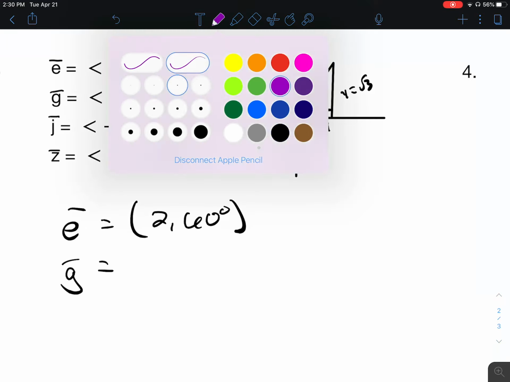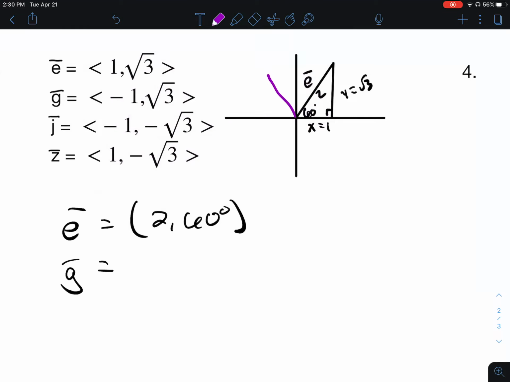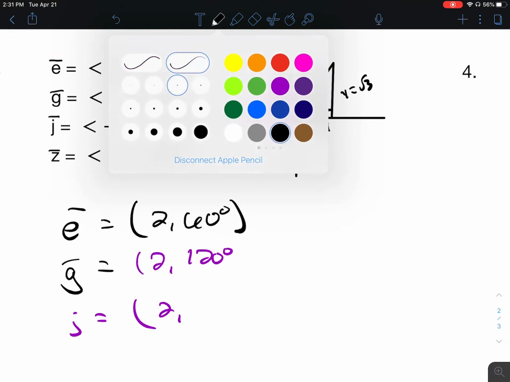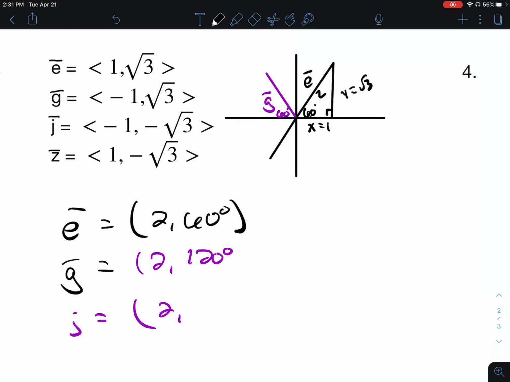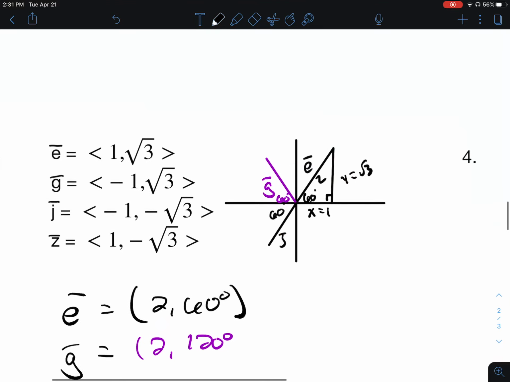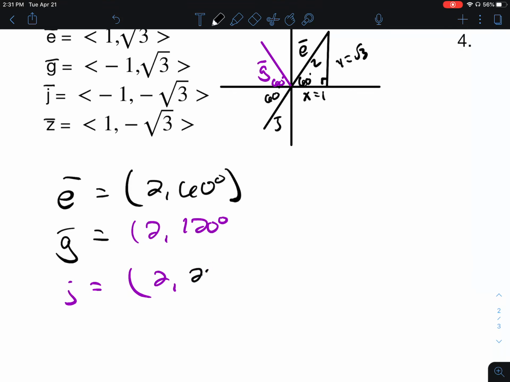Vector G, well, that's going to be in quadrant 2 because it's left and up. Same magnitude. And if this is 60 degrees, this is going to be 180 minus 60. That's going to make this angle here 120 degrees. Vector J is in quadrant 3, has the same magnitude because it has the same components, just in a different direction. That's going to make the angle 180 plus 60, which is 240 degrees.